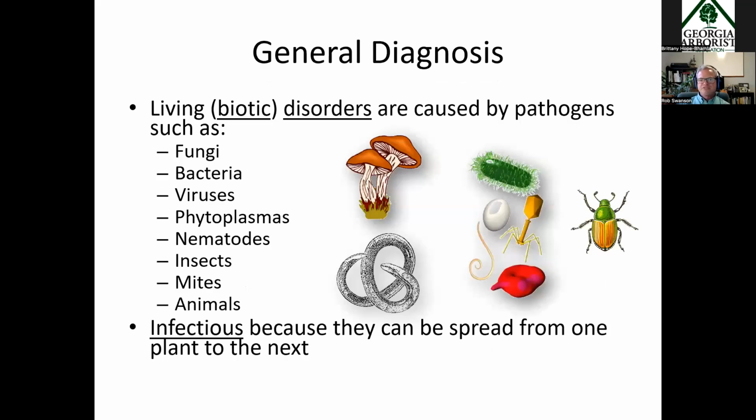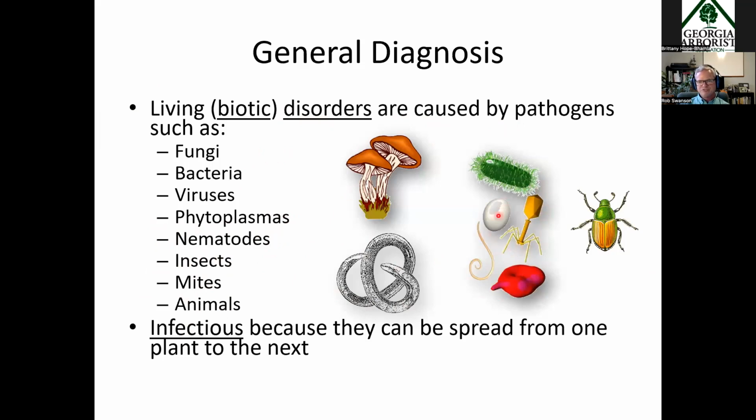So let's think about these. What is a living or biotic disorder? Living and biotics, these are caused by pathogens. There's a bunch of pathogens out there. There are fungi, bacteria, viruses, phytoplasmas, and then we've got some other things like insects and nematodes and mites and animal damage. So all of these things can have an impact here.